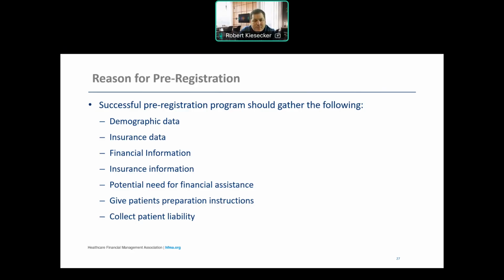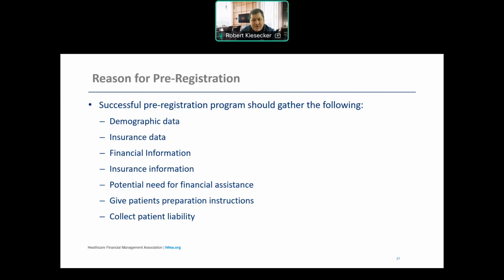Demographic information: making sure that we have the patient's name, their date of birth, their address, their phone number, all of that information. Make sure that we have the right patient and it's up to date. Their insurance data: they are seeing the patients and working with the patients, so making sure they have a card, making sure that we scan that card, making sure that the card is valid, verifying that information. Okay.